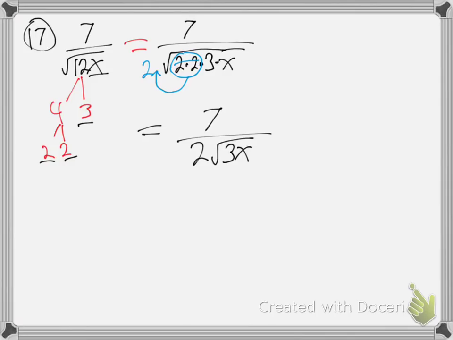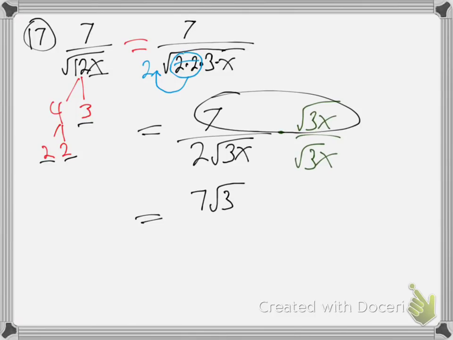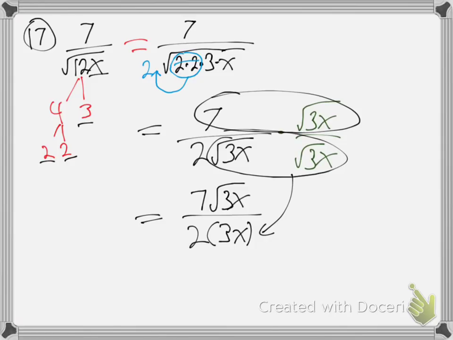Now, we can't leave that root in the bottom, so we multiply top and bottom by root 3x. What do we get? On the top, it's just 7 root 3x. Nothing special there. On the bottom, it's 2. And then what is root 3x root 3x? Plain 3x. Remember when we have 2 of the same thing in a root, out comes one plain one. And that's really, well, it's almost it. Let's just go 7 root 3x. 2 times 3, 6x. That's all we can do.